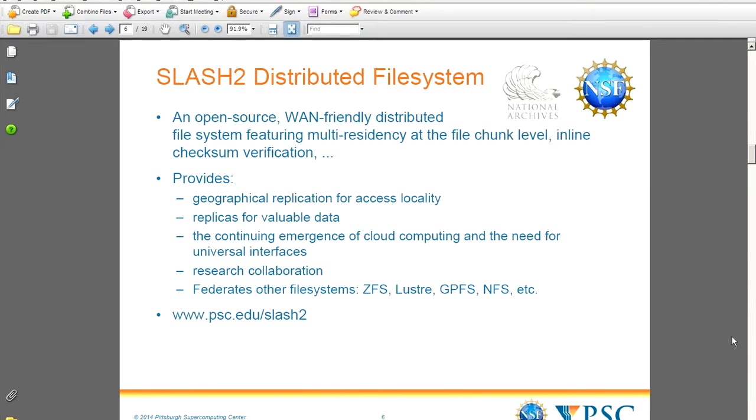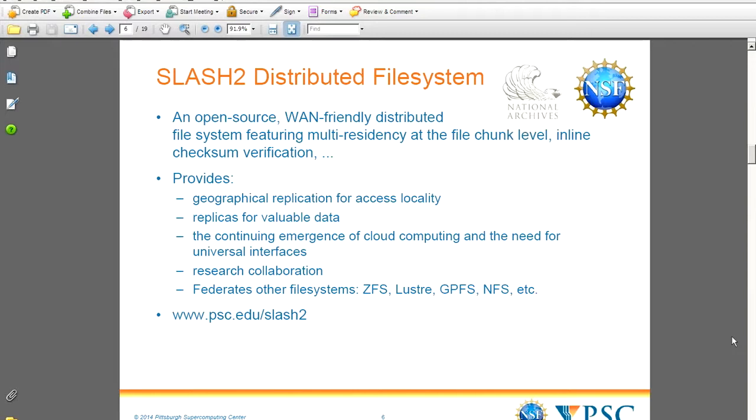What ties the Data XSL together is the SLASH2 distributed file system. Now, this is something that's been a project at PSC for actually quite a long time now. It was initially funded by the National Archives, and is now being funded through the Data XSL by the National Science Foundation.